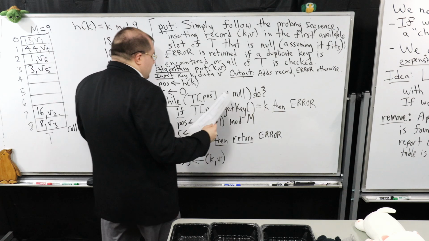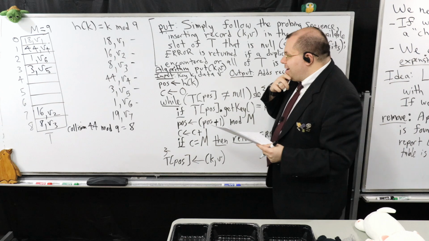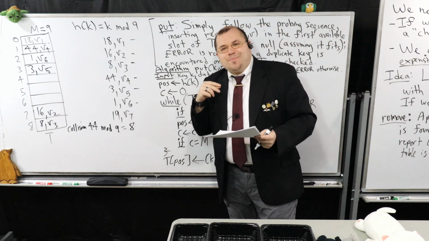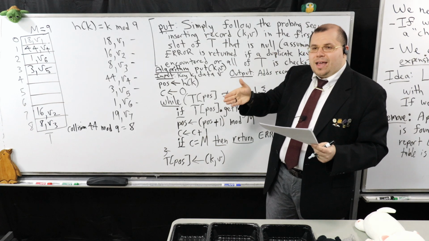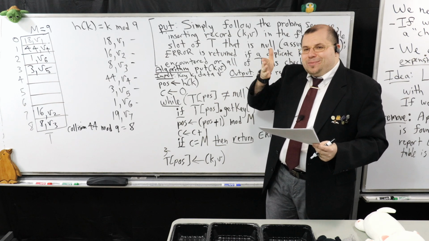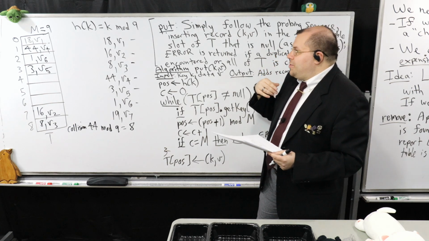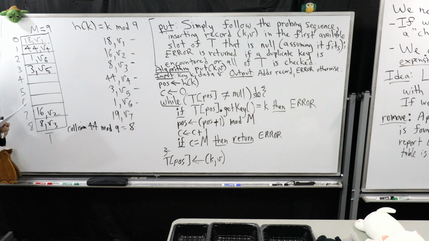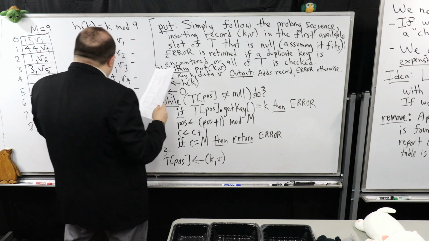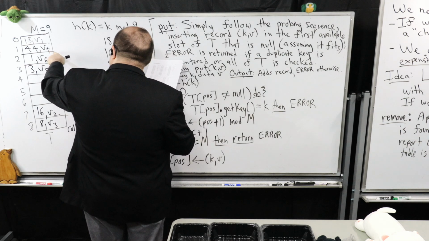So lastly, we have 19. So 19 mod 9. What's 19 mod 9? I like to think about it in terms of multiples of 9. So I have 9, 18, then 27, but notice 19 is not as big as 27. It's one higher than 18. Since 18 is a multiple of 9, 19 has to be one higher, right? So that means 19 mod 9 is going to go into position 1. It's going to go right here.